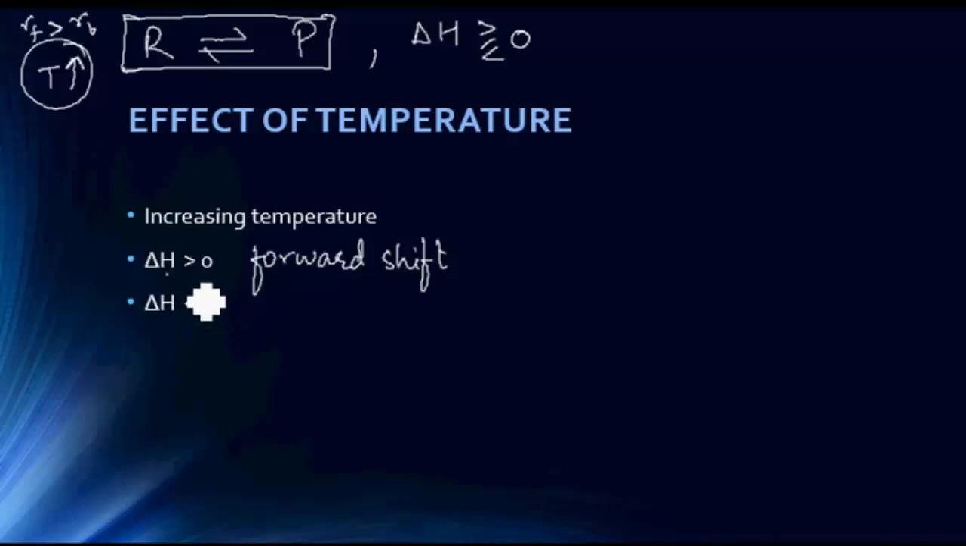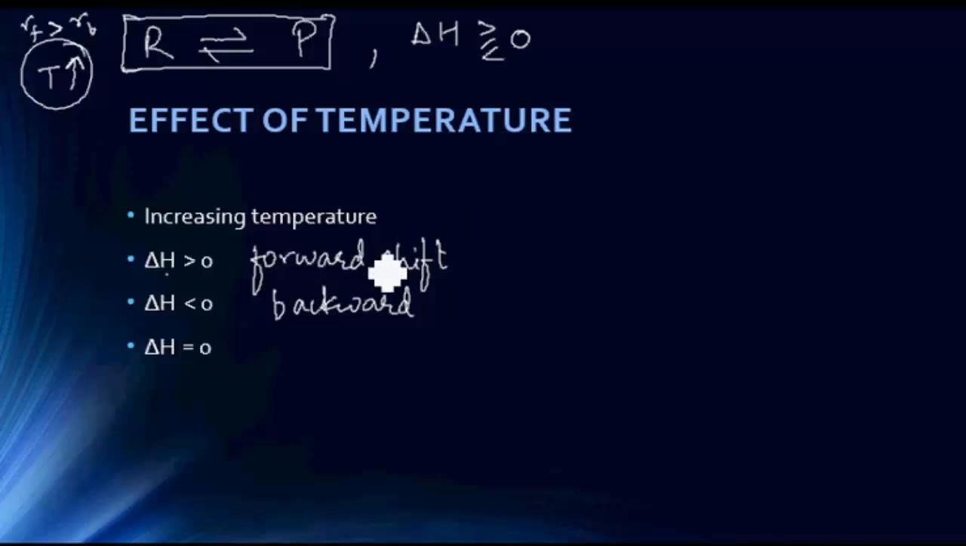So for another example, another reaction, delta H turns out to be less than 0, that is, it is an exothermic reaction. Then for such an exothermic reaction, increasing temperature at equilibrium will shift the reaction in the backward direction, that is, the rate of backward reaction will become greater than the rate of forward reaction for such a process.